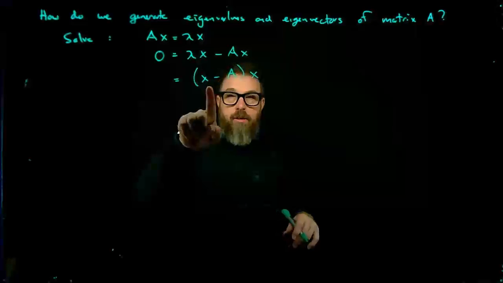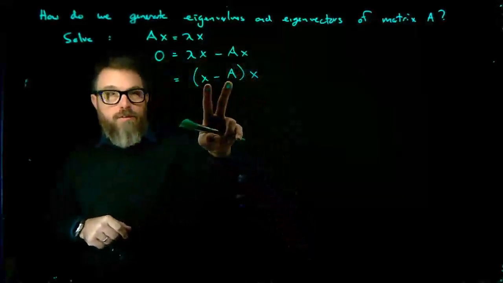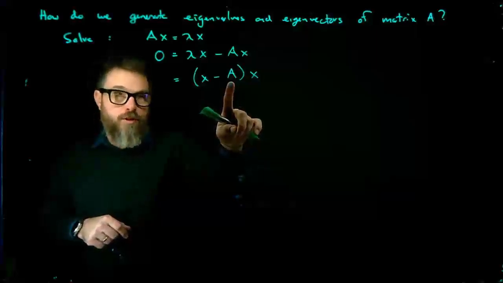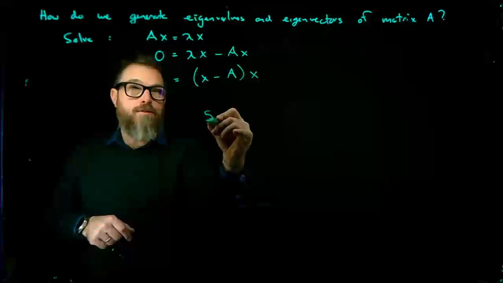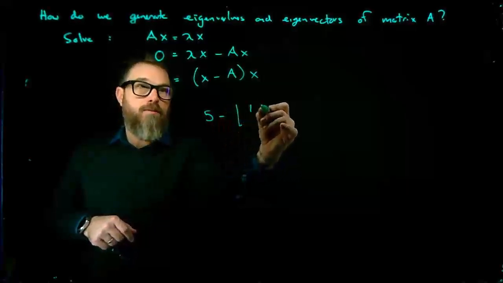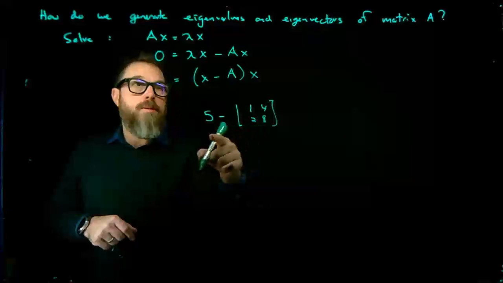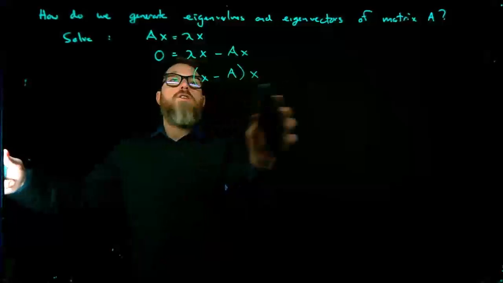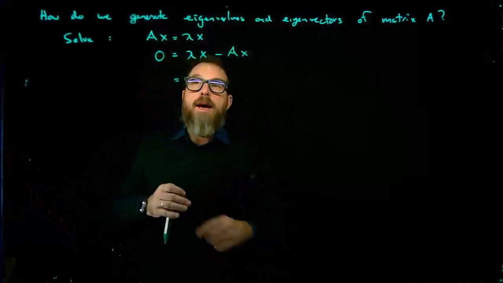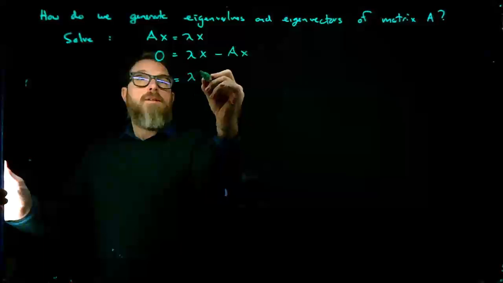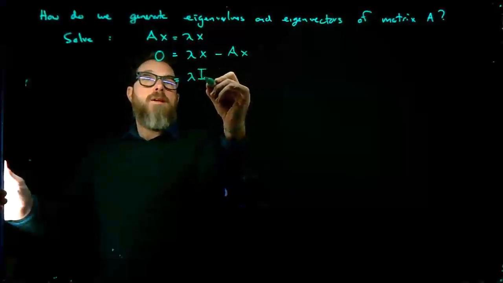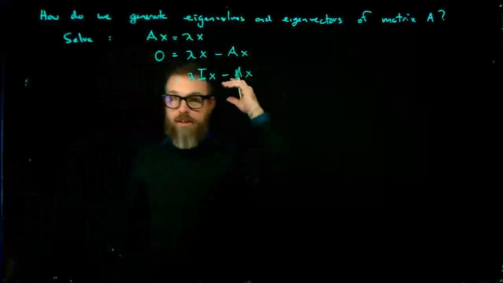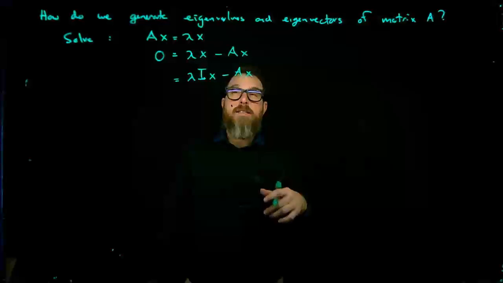And lambda is a scalar, and that means that this subtraction here is undefined because this is a matrix, maybe a 2 by 2 matrix or maybe a 3 by 3 matrix. So if I have some scalar 5 minus [1, 4, 2, 8], I wouldn't be able to subtract these two things because this needs to be also a 2 by 2 matrix. So what we're going to do here is rewrite this lambda x as lambda I times x minus A x. Now this is where I is going to have the same size as A.